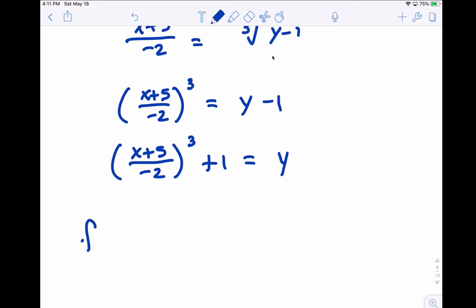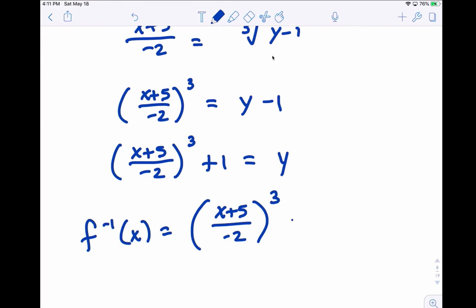So my inverse is x plus 5 over -2 cubed plus 1.